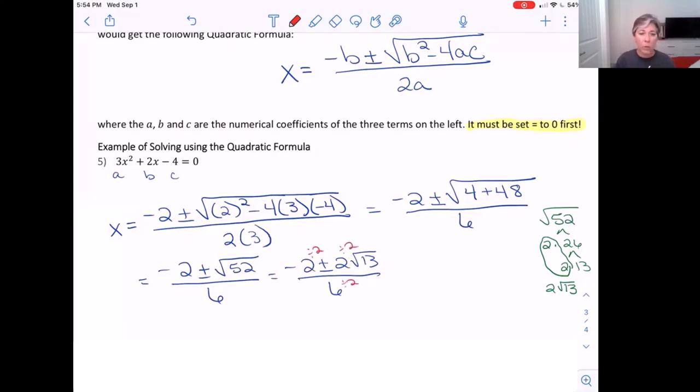We can't divide the square root of 13. It's a radical. So that's going to give us a negative 1 plus or minus, you can write that 1 in front of the square root of 13, but you don't have to, all over 3. So that would be our final answer.